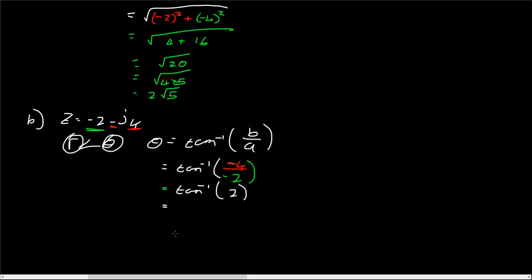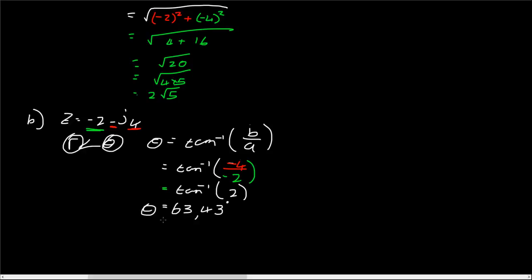And then we're going to pop that into the calculator. Arctan of 2 is 63.43 degrees. So there we've calculated our argument.